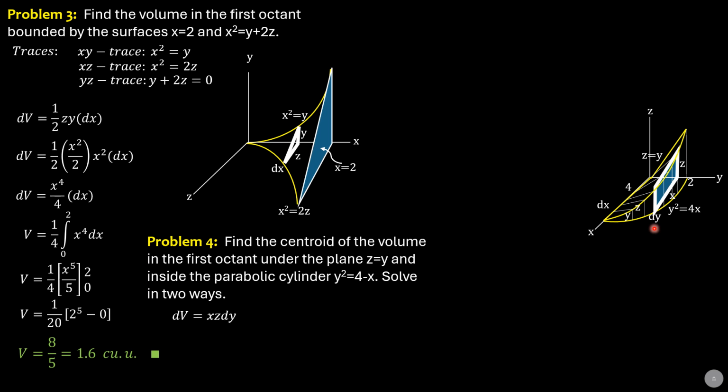And volume therefore is integral from 0 to 2. The variable of integration is y. So we replace x as 4 minus y squared, then z is equal to y, then dy. So volume equals integral 0 to 2. The variable of integration is y. So limits would be from 0 to 2 for y. Then x is 4 minus y squared from this curve, and z equals y dy.